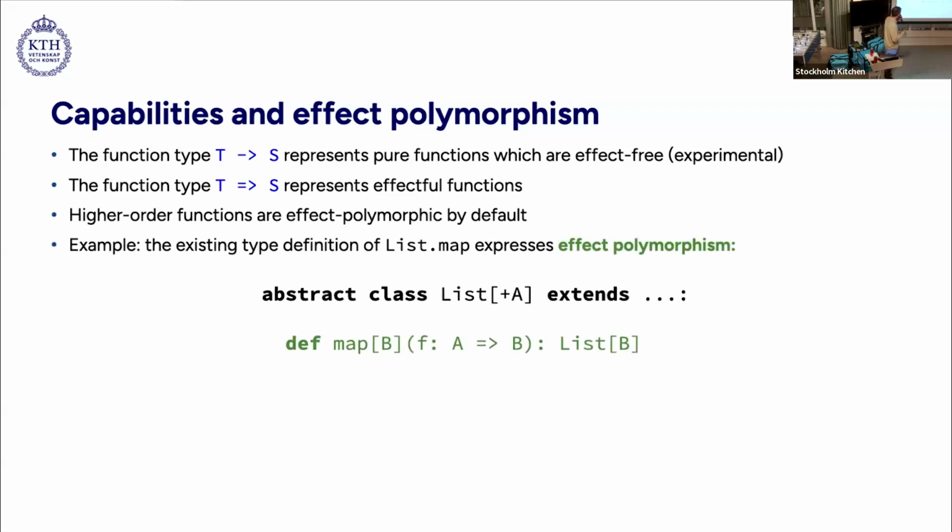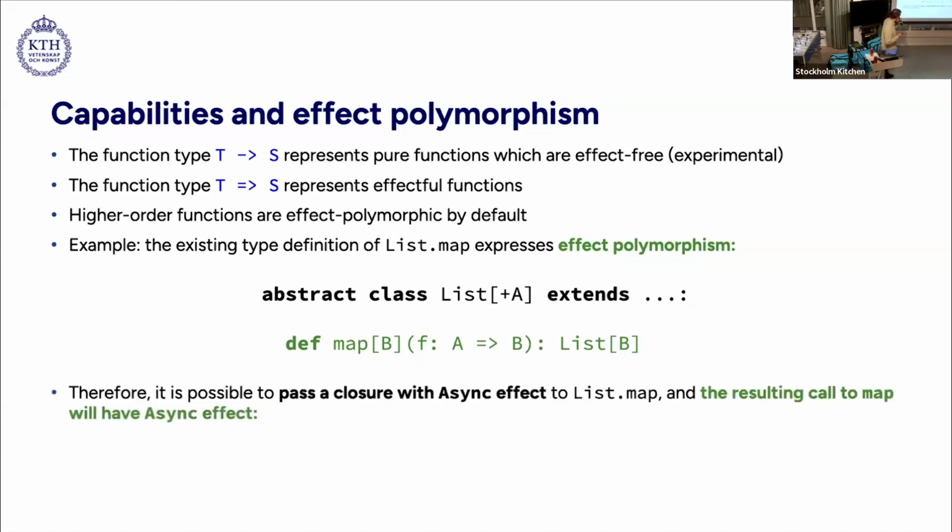Actually, if you write it like this with a fat arrow, it means, again, effect polymorphism. So it means the effect of map is exactly whatever the effect of the argument is. And the type system is designed so that the method type here does not need to change. This by default expresses effect polymorphism.